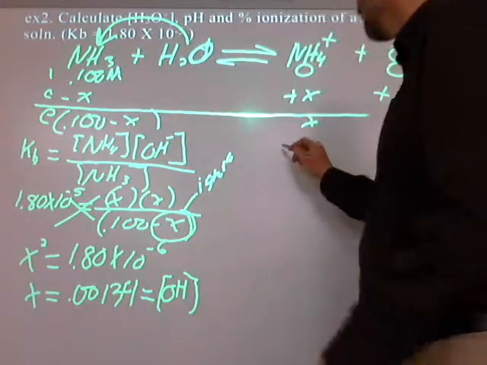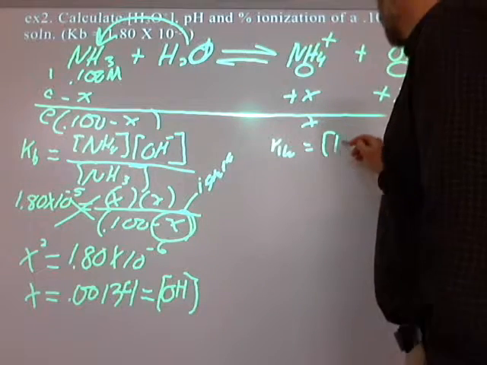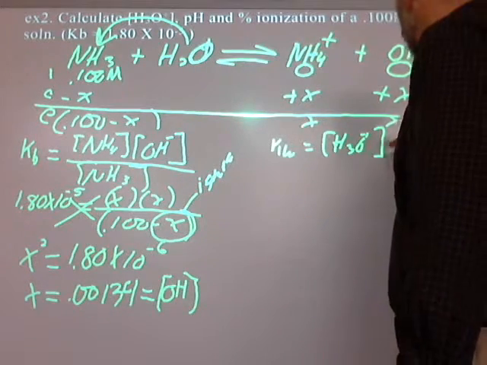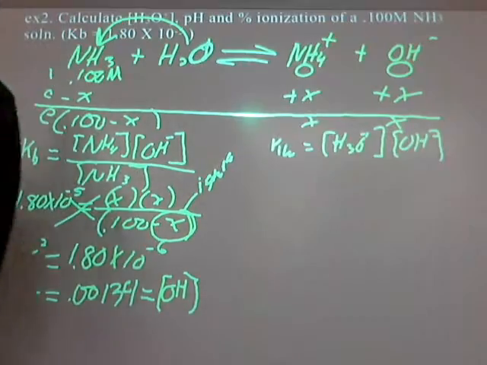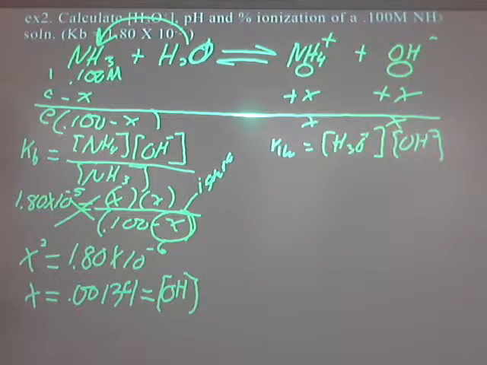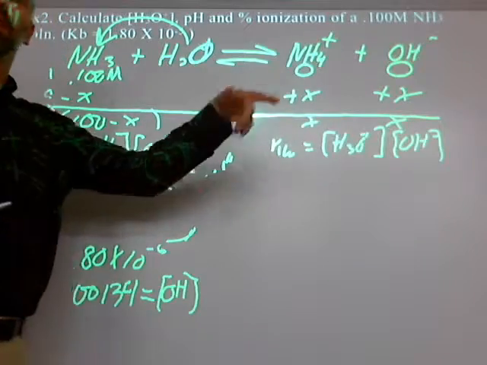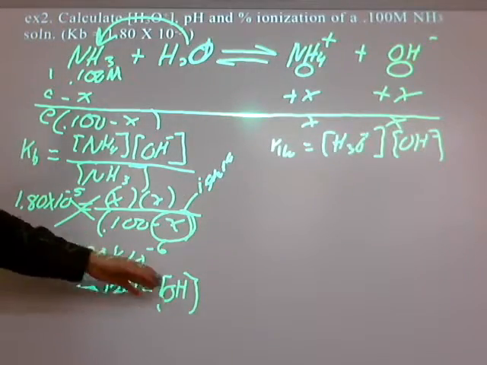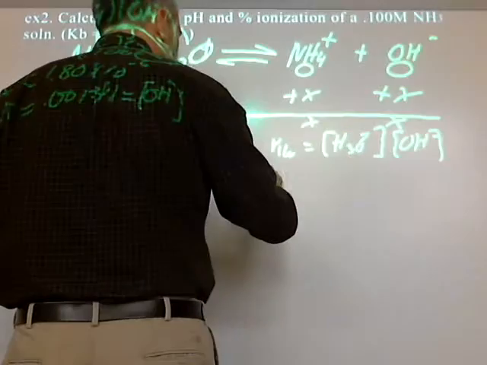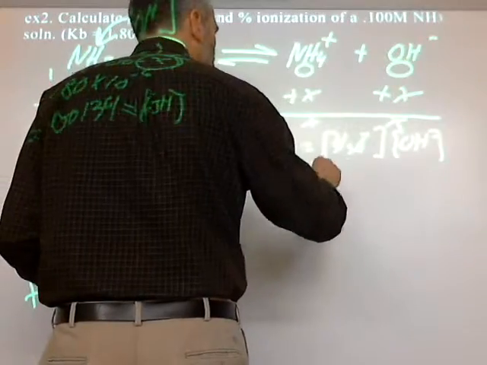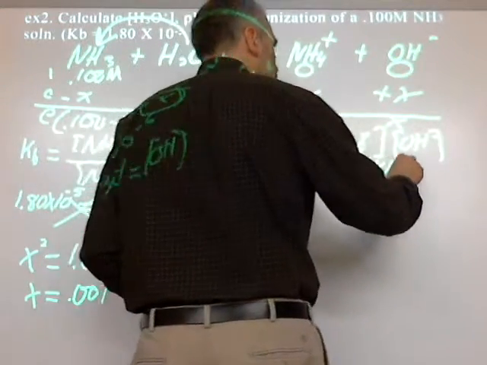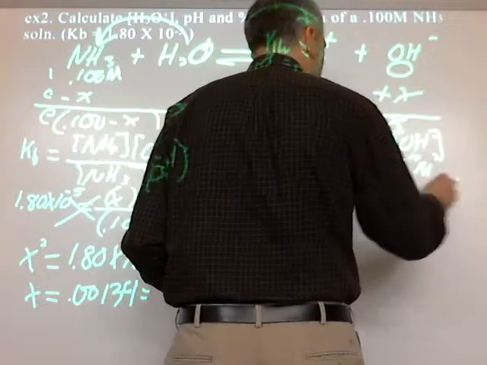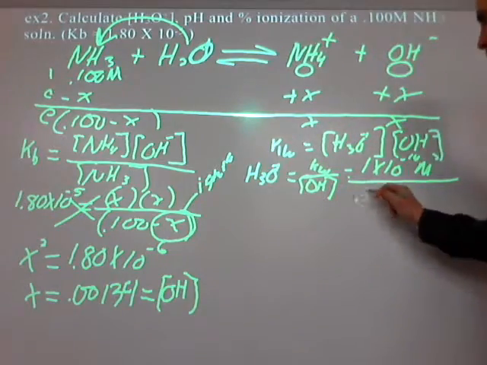When there's trouble, call KW. And like a good neighbor, KW is there. All right, KW equals hydronium times hydroxide. And I'm looking for the hydronium, because I already have the hydroxide. So hydronium is going to equal KW over hydroxide. So it equals 1 times 10 to the negative 14th molar squared over 0.00134 molar.